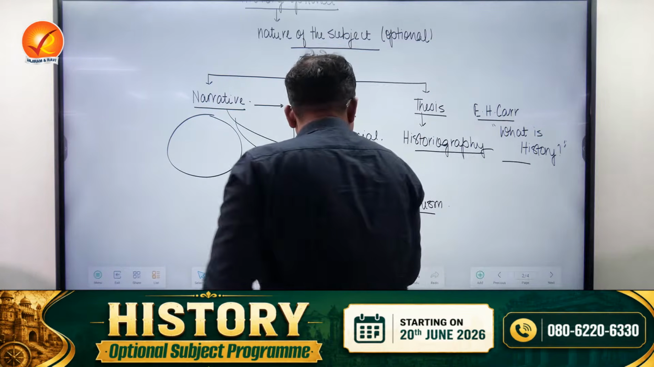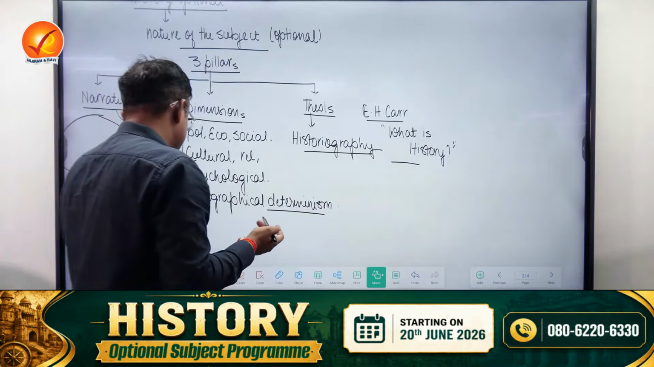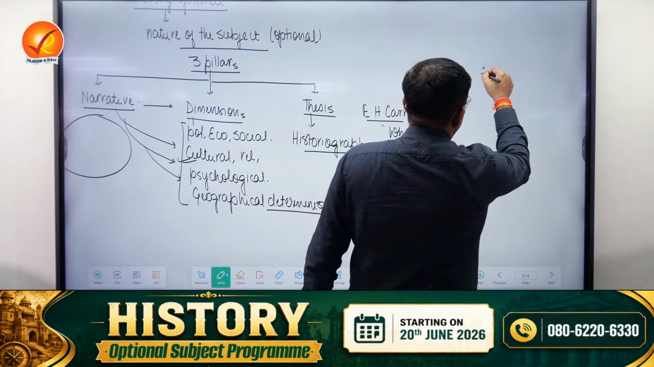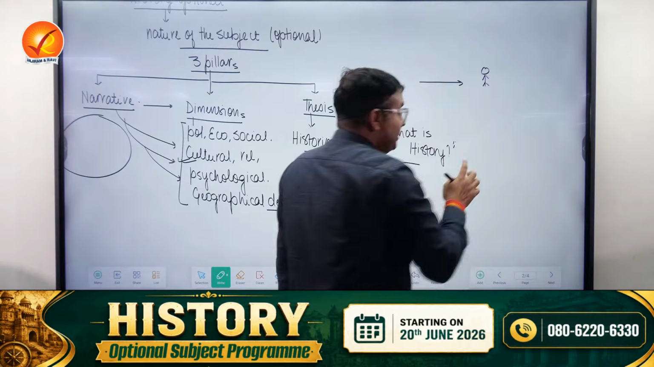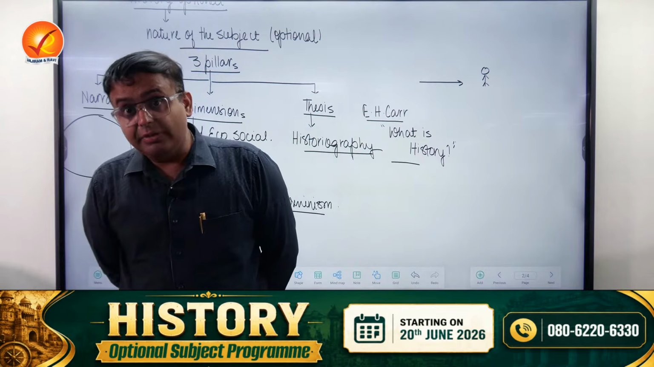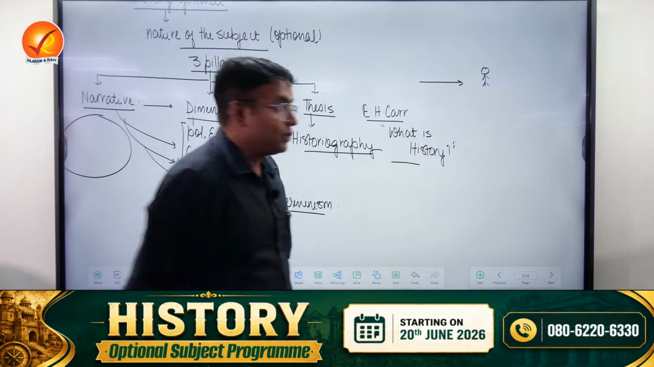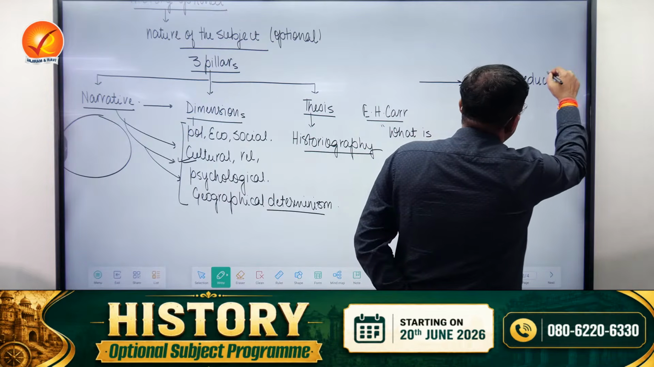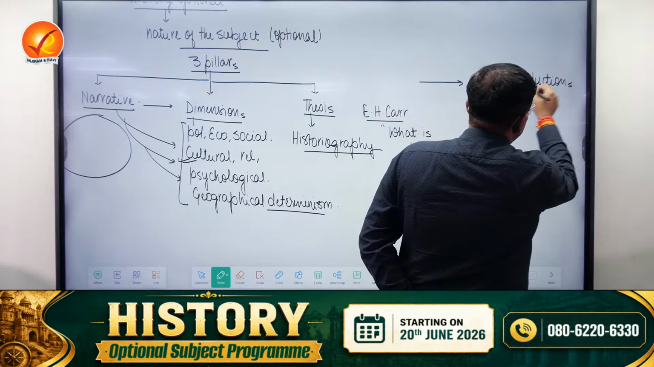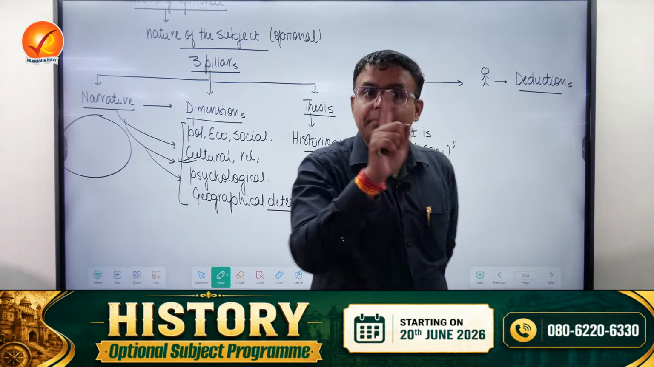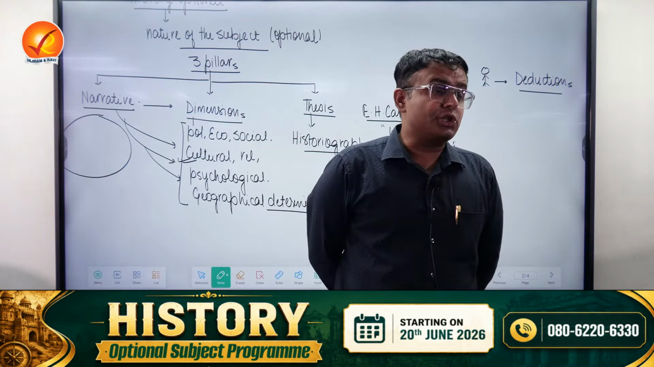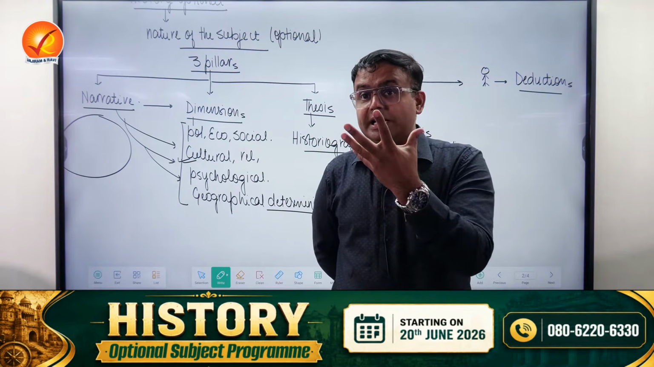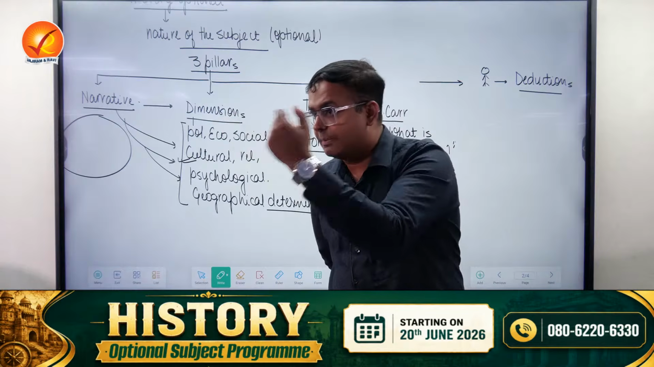And guys, after completing these three pillars, comes the fourth one, which is something that is required for you, which the commission expects from you, which is very, very important. That is called deductions, which I call the invisible pillar, but the very, very important pillar of history optional preparation. What is deduction? Deduction मतलब आप क्या सीखते हैं? What is your understanding from this overall drama that has happened?